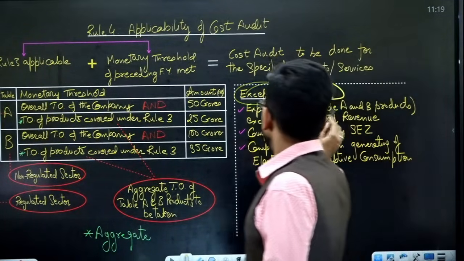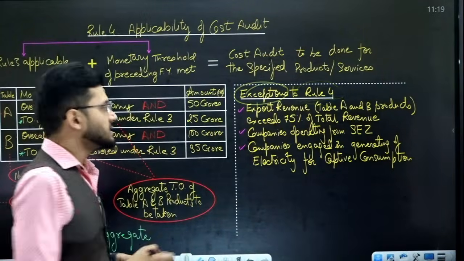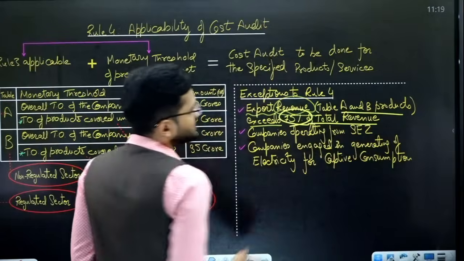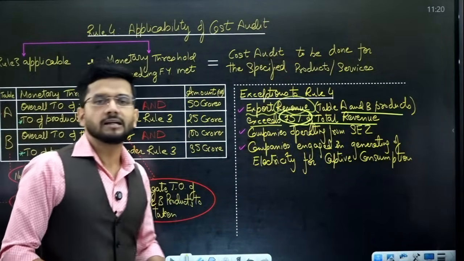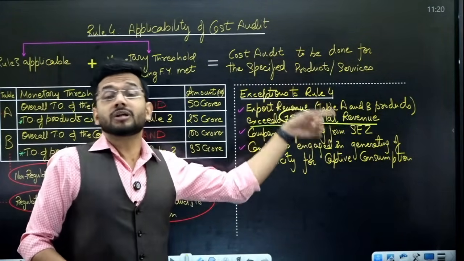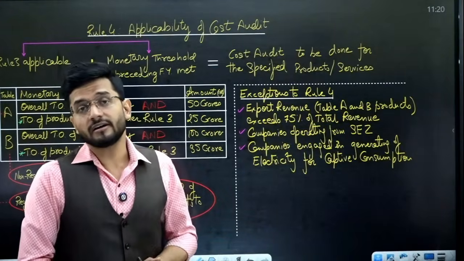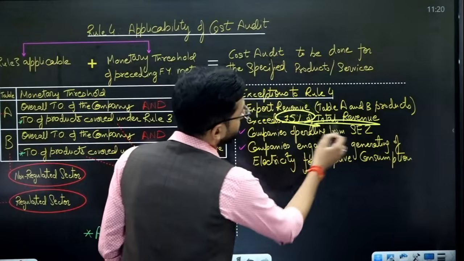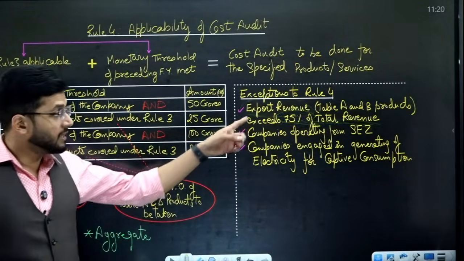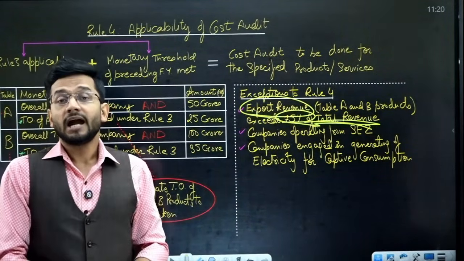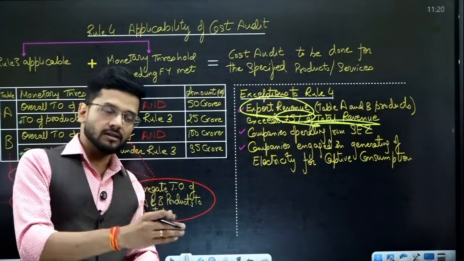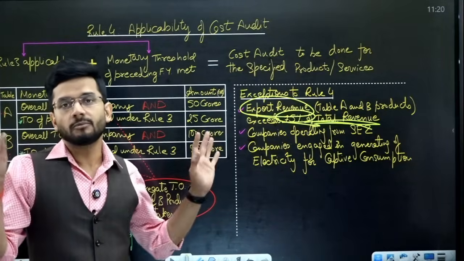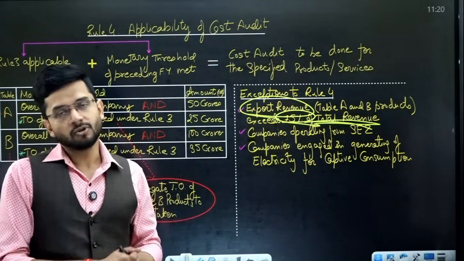Now, exceptions to rule 4: we studied 3 exceptions in our last class. Number 1, export revenue of table A and table B products exceeds 75% of the total revenue. It's very important to note that the export revenue relating to table A and B products should be 75% of the total revenue. If you are an exporter and you are exporting goods produced under table A and B, and 75% is your export ratio, then you are exempt from cost audit. Cost audit will not be required to be done by you.